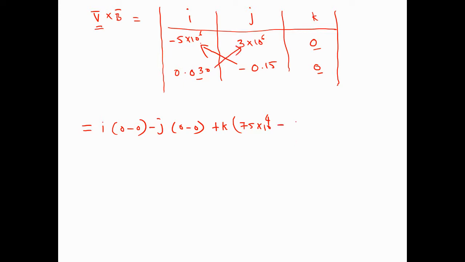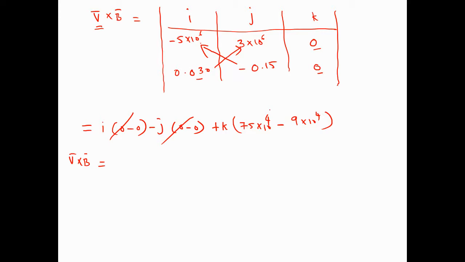So that means negative of, could you please multiply this? 0.030 multiplied by 3 multiplied by 10 to the power of 6, and 9 multiplied by 10 to the power of 4. So we have to complete. So i value is 0, it will be gone. j value is 0, it will be gone. So my V cross B value is only for the k cap. So could you please subtract this?